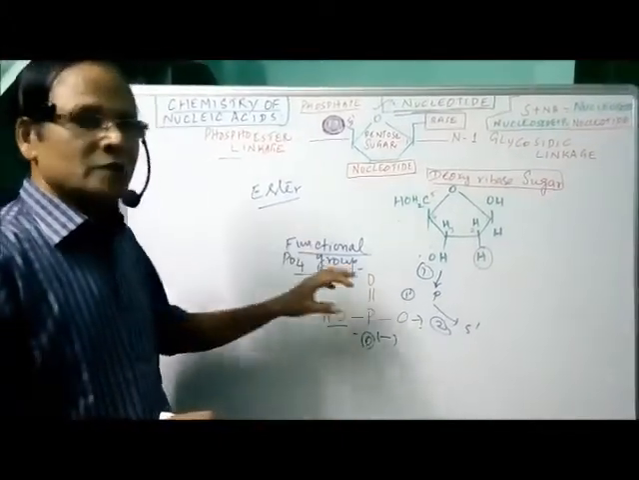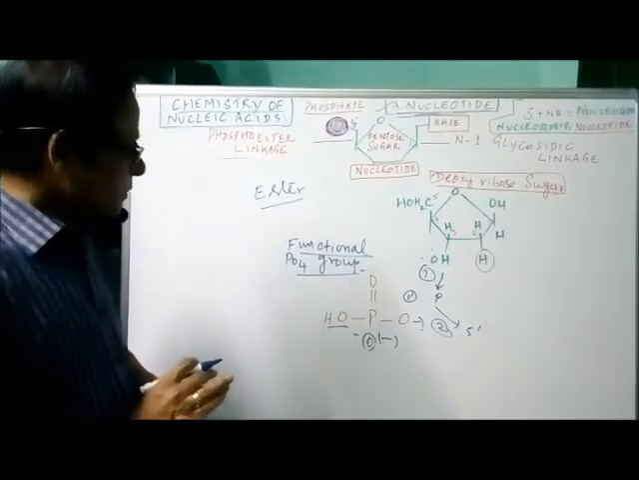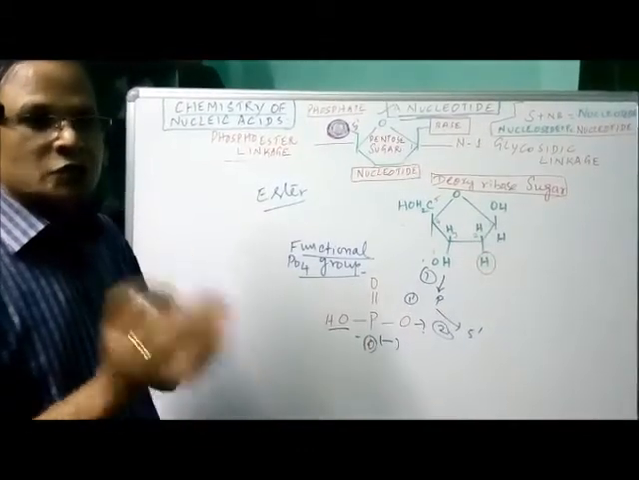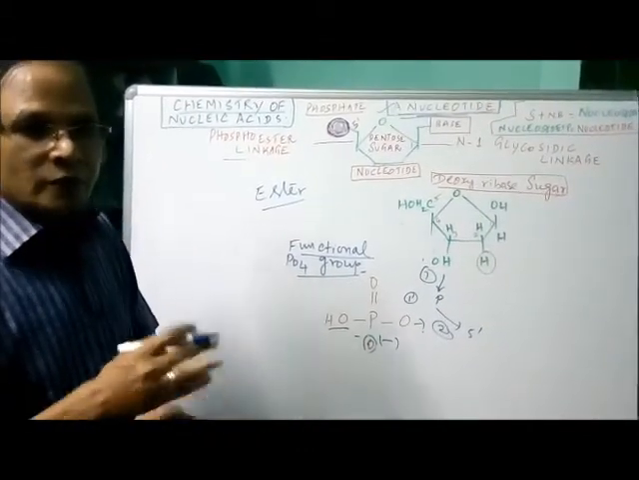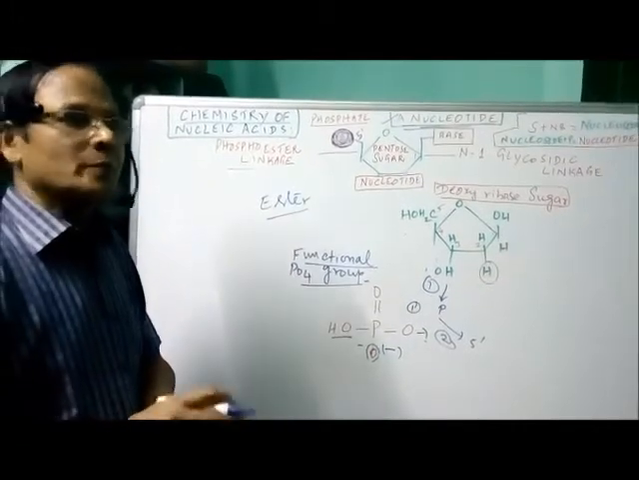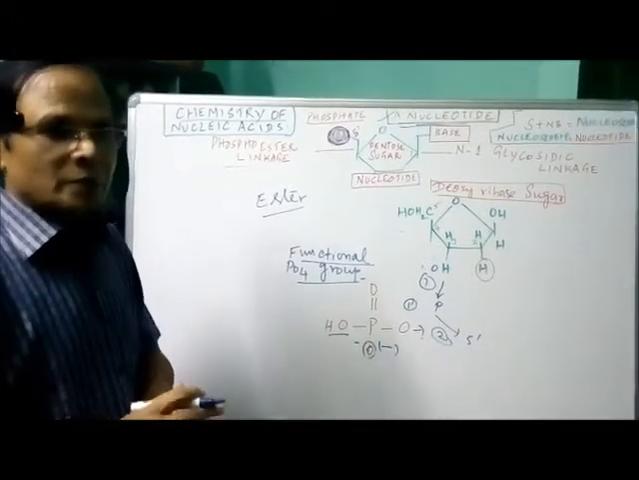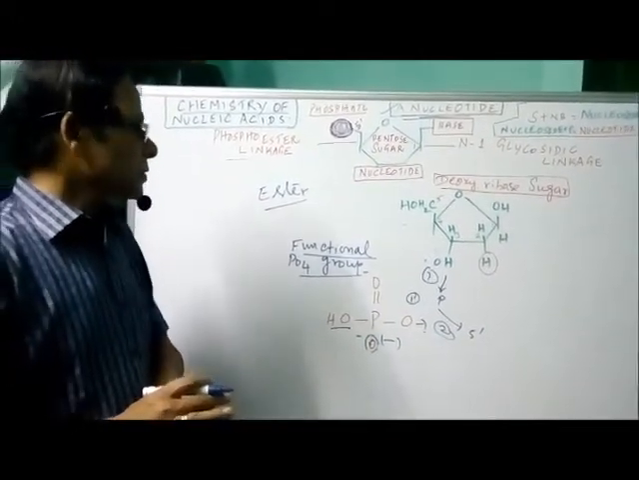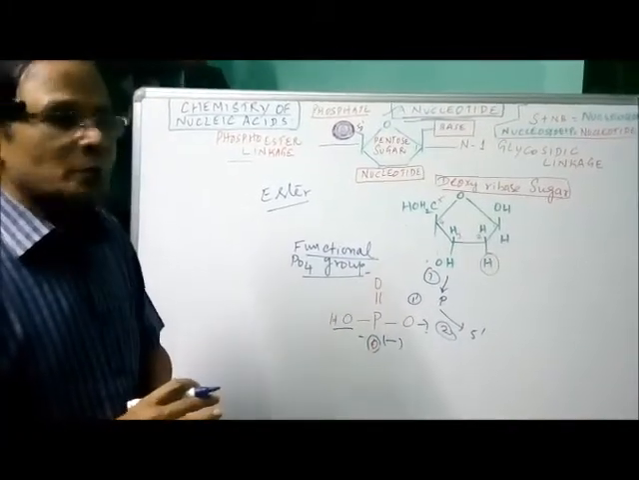What is the function of the phosphate group? The phosphate group normally ensures the retention of nucleic acids within a nucleus or nuclear membrane, or within a cell membrane, we can say either way. So this is the property of the functional group of phosphate.